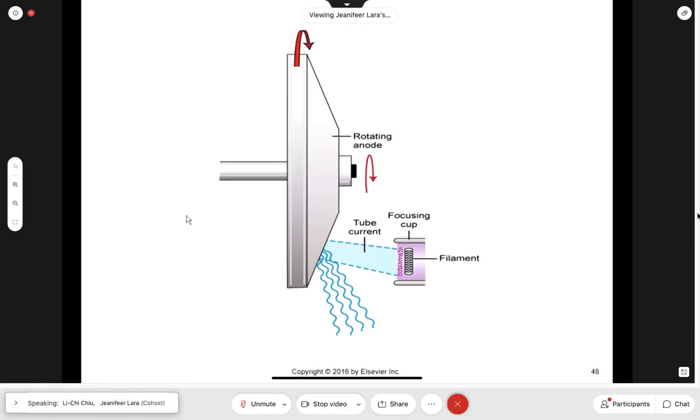Positive. So when you think about it, will a positive attract a negative? Yes. Absolutely, with an exclamation point, yes. Got it? A positive will attract these negatives.